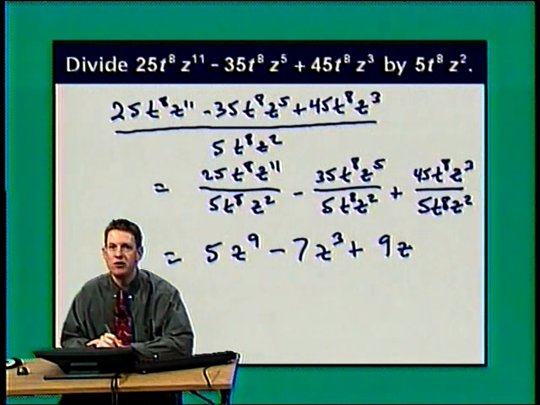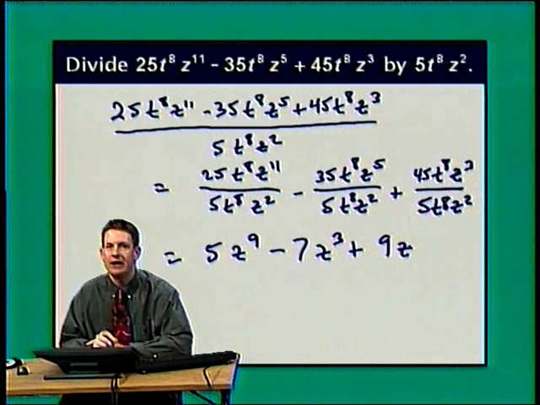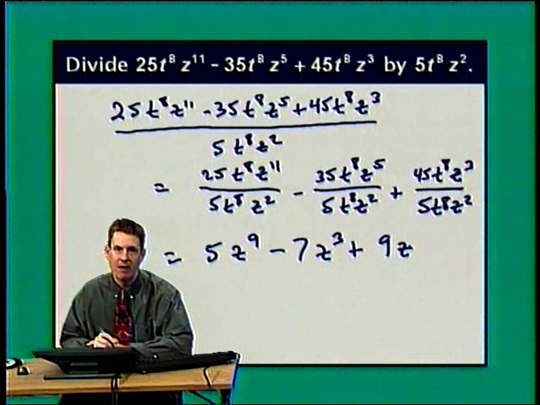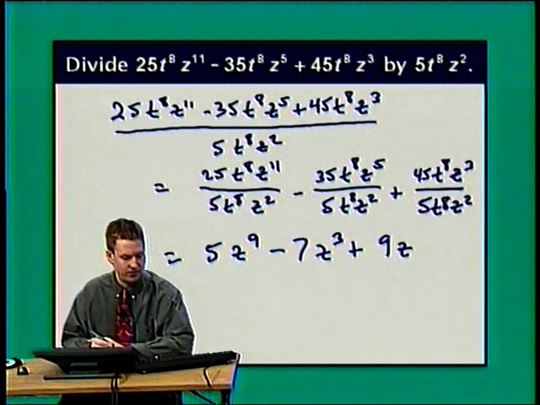I do want to remind you about one thing on this problem before I go to the next example. We did simplify this under the assumption that neither t nor z have a value of 0. Because if either of those variables did have a value of 0, we'd be dividing by 0, and that sends us to wacky math world for sure.